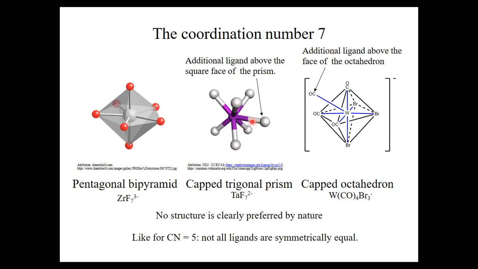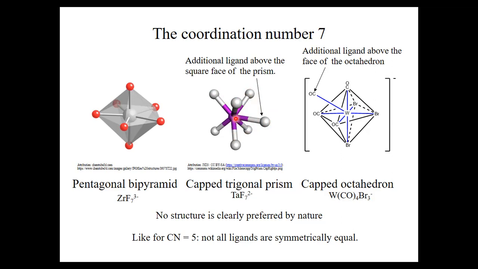So can you imagine as to why the 7th ligand is actually on top of the square face and not on top of one of the 2 triangular faces? Yeah, there's just more space. So the square face is just larger, and the ligands have a greater distance from each other, and therefore the 7th ligand can more easily coordinate to the central metal atom.